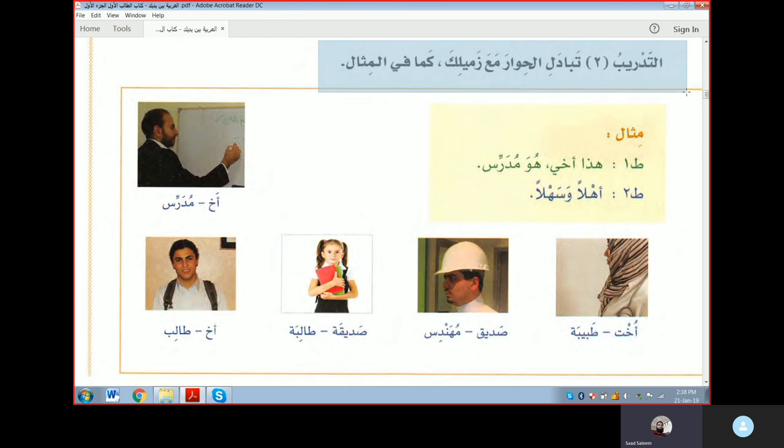Read this. التدريب الثاني. Second exercise: تبادل الحوار مع زميلك كما في المثال. تبادل means exchange. Exchange the dialogue with your colleague, like in the example.